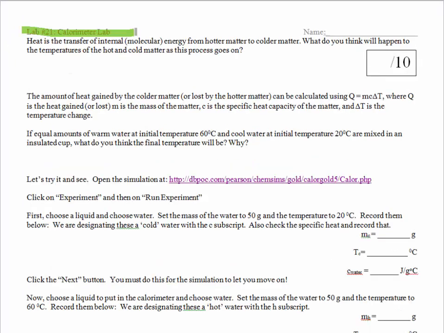Alright, so this is the introduction for lab number 21, which is the calorimeter lab, and I'll just give you a quick little heads up that this one is one of the more confusing ones. There's just a lot of numbers running around.